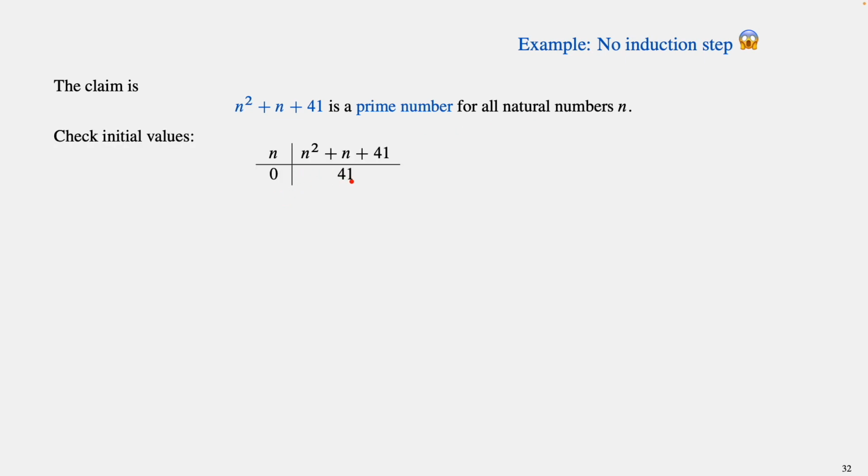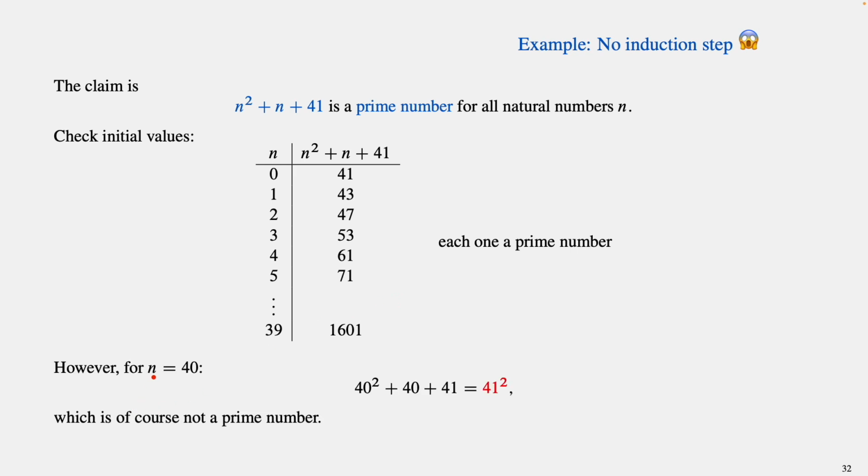Well, let's check this. It works for 0, we get 41, this is prime. For 1 we get 43, it's prime. For 2 we get 47, is prime. For 3, 53 is prime. Oh, this looks good. 4, 5, they're all prime numbers. Up to 39, and I bet you wouldn't even have checked that far. So it's very easy to believe that, in fact, this expression is always a prime number.